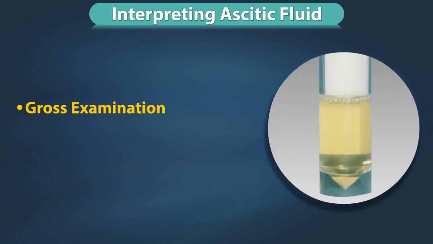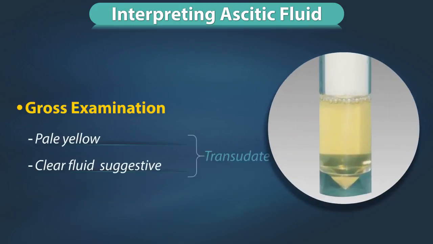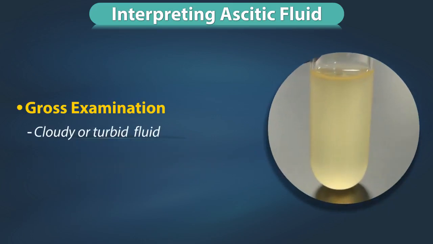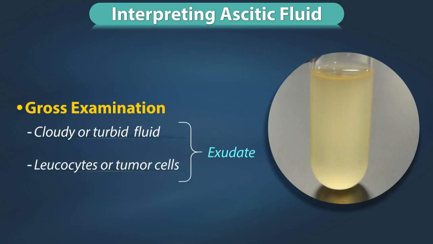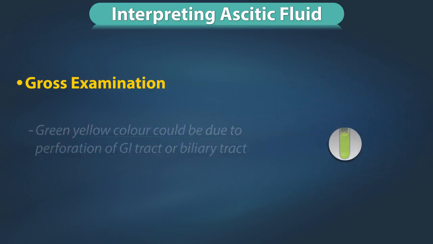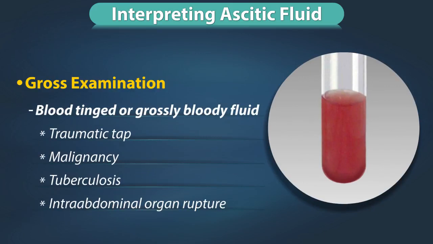Based on gross examination, pale yellow and clear fluid is suggestive of a transudate. Cloudy or turbid fluid due to presence of leukocytes or tumor cells is suggestive of an exudate. Green yellow color could be due to perforation of the gastrointestinal tract or the biliary tract. Blood tinged or grossly bloody fluid could mean traumatic tap or malignancy, tuberculosis, or intra-abdominal organ rupture in trauma.